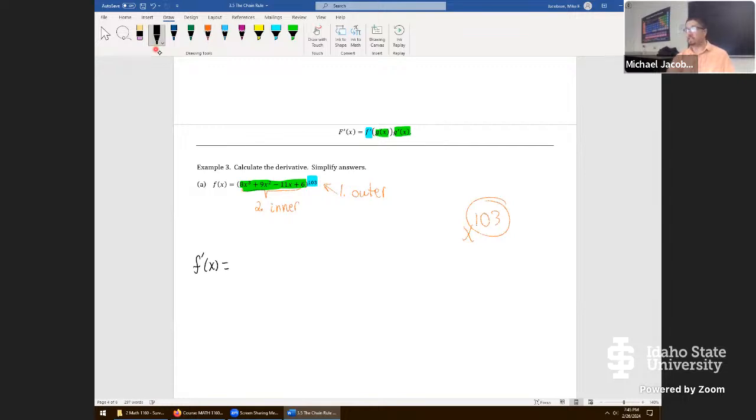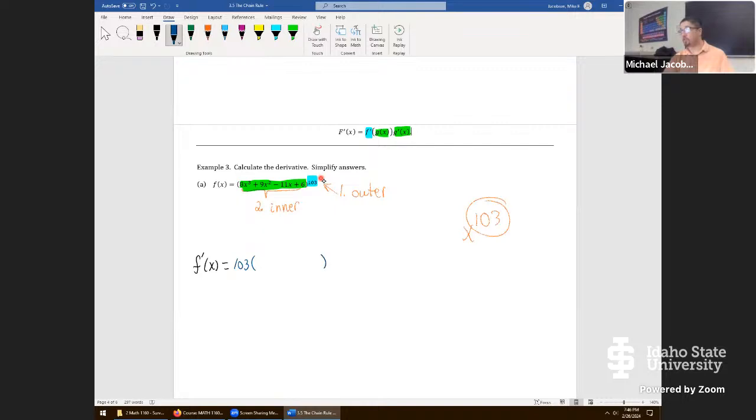Start with f prime of x. That's the derivative of the whole function we're writing in. But now just follow the instructions that we labeled. One means we're differentiating this one first, and taking the derivative of that, again, it's like you're taking the derivative of this function on its own. First thing that happens is 103 carries down.